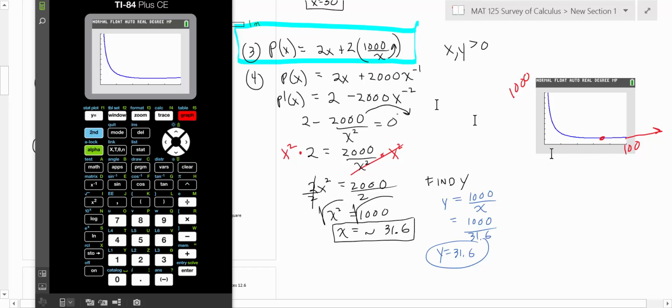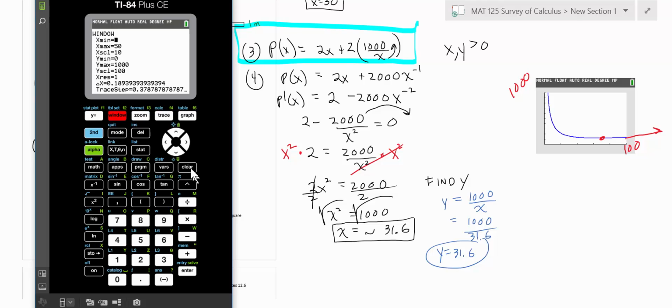So what you could do is trace at 31.6. That's right, visually. It'll look better if I take the window out further. If I took that out to 100 or something instead of 50, it'd be a little bit clearer to see. So we got a minimum and we found it.